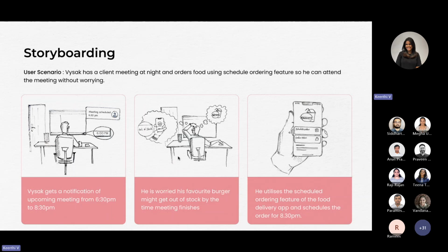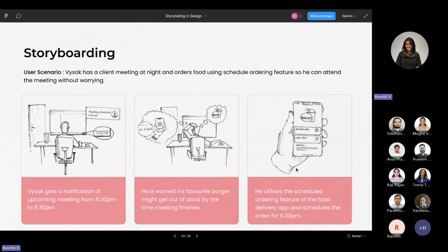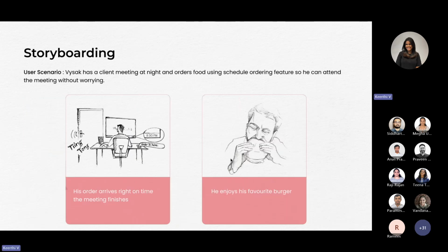What if it gets out of stock? How would he be able to eat after the meeting? Then comes the feature, scheduled ordering. He would be able to order his favorite meal at 6 o'clock and set the delivery time as 8:30, so that he can eat just after the meeting. So he attends the meeting without any tension, and just when the meeting is over, at that exact point, the order is received and he enjoys his favorite meal without any issues. That is how we tell a story to the user.